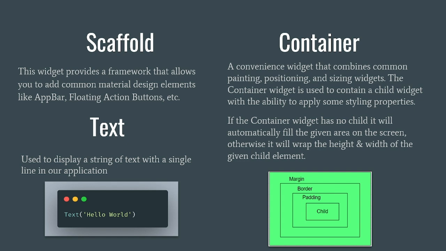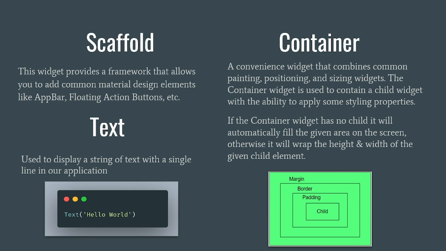The next one is a text widget, which is used to display a string, for example, hello world, and on the screen of your app, you can display whatever you want using the text widget. Then we have the container widget. The container widget can be thought of as a canvas on the screen where you can add colors and customize the widgets that are present inside the container widget.